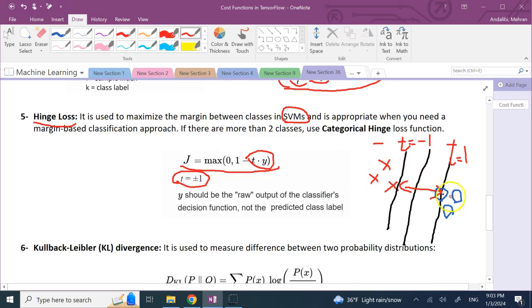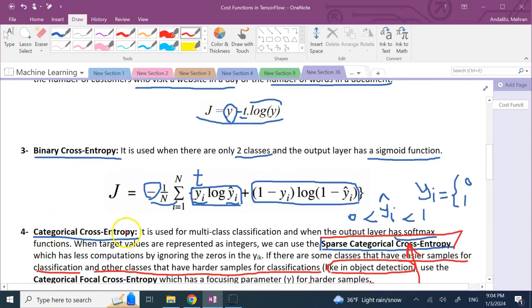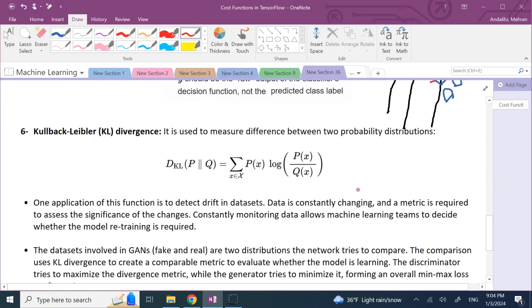Now, sometimes you have more than 2 classes, and with 3 classes, you want to find 3 hyperplanes that have the maximum gap between them. In that case, you use the method called categorical hinge. So in TensorFlow, categorical is typically used for multi-class scenarios. If you have multi-class scenarios, instead of a binary cross-entropy, you use a categorical one, and instead of a hinge, you use what? A categorical hinge.